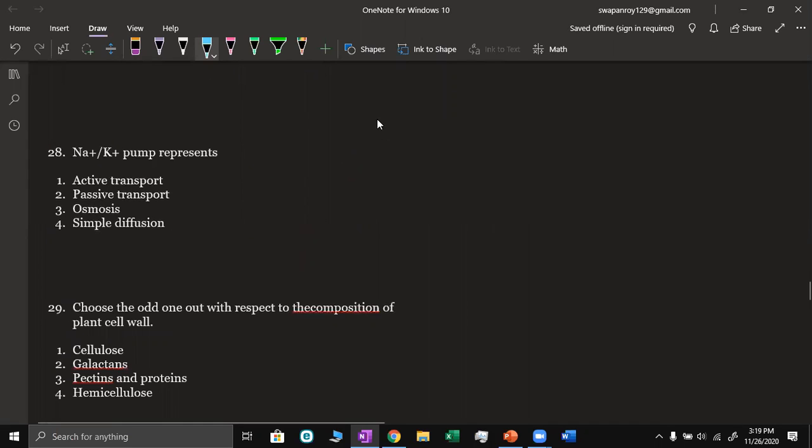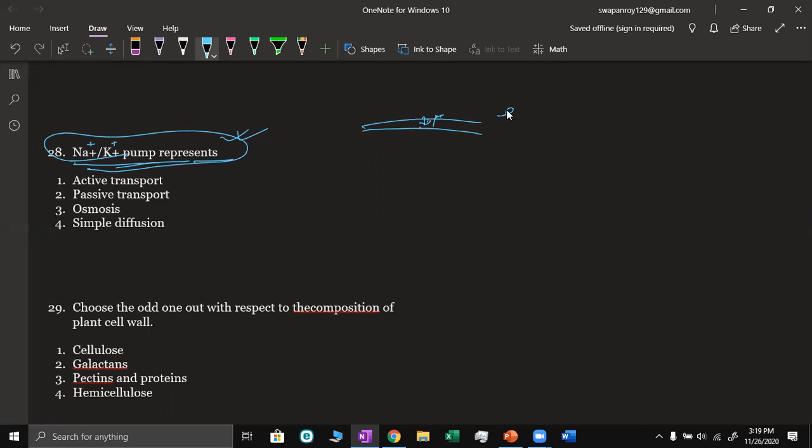Another, within the plasma membrane, there is a transport system which is called the pump, the sodium potassium pump. This sodium potassium pump is present in the plasma membrane. To operate this type of pump requires energy expenditure. Okay, so it is active transport. Passive transport is where no energy is spent, that is, ATP expenditure is not there.